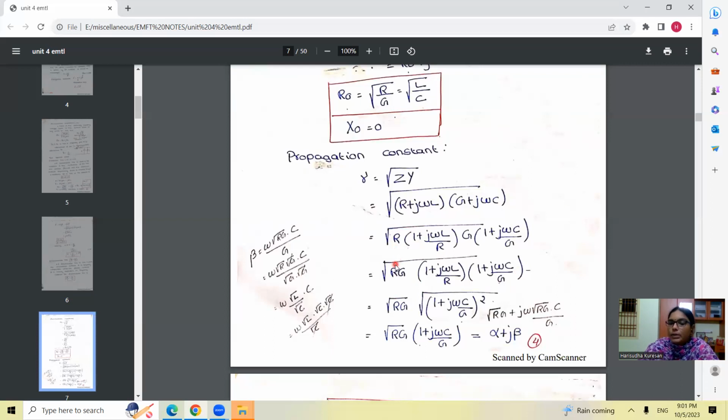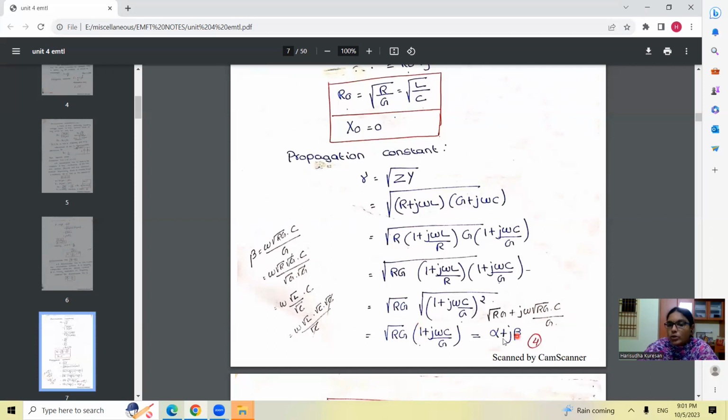So here already a square root is there. So taking this RG outside and solving these equations, you'll get square root of 1 plus J omega C by G the whole square. That is substituting this L by R in terms of C by G, and therefore you'll get the square term over here. Therefore, square root of RG into 1 plus J omega C by G, because this square root and this square will get cancelled. So this is nothing but the propagation constant.